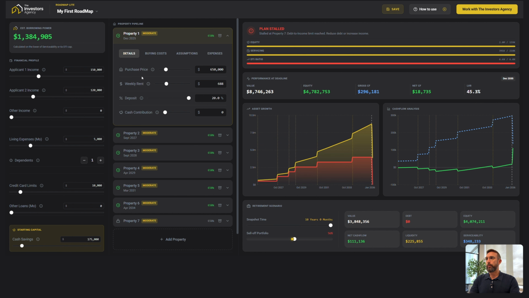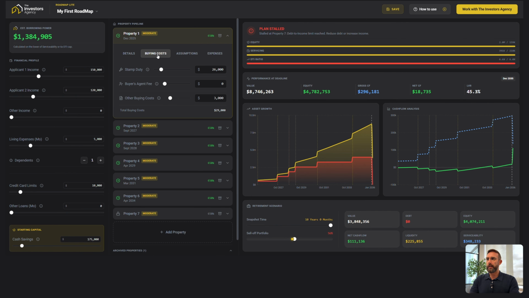So if we have a look at the details at the top of each property section, we can see that there's a purchase price requirement, a weekly rent, a deposit, and a cash contribution. Cash contribution is simulating whether you have extra funds to contribute towards it outside of the actual cash savings. This comes in handy when we want to use cash to support the equity to get to the next property, and we'll use this example in property number 7 shortly.